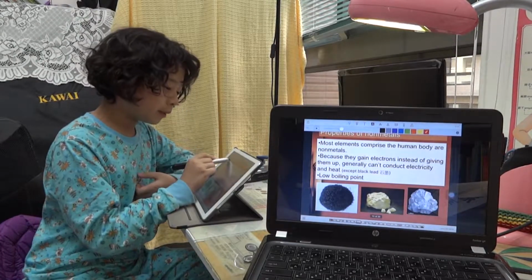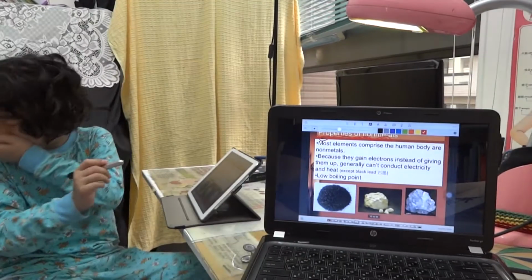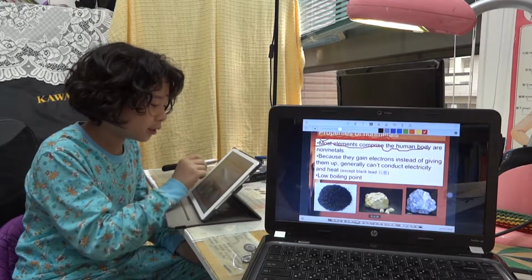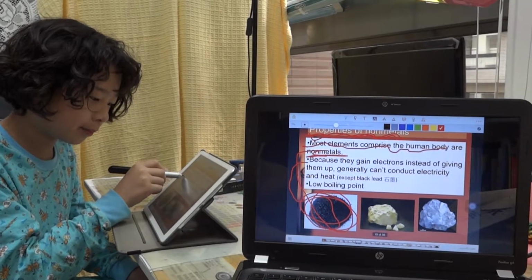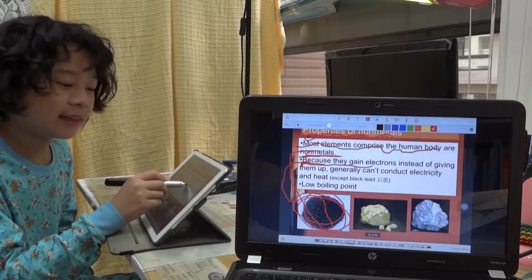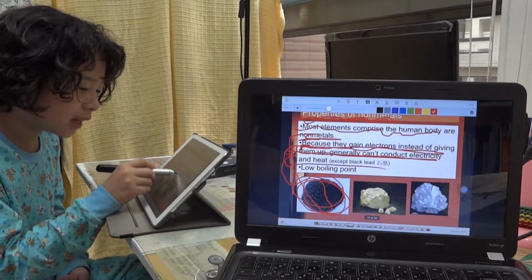Okay, properties of nonmetals. Most elements comprised in the human body are nonmetals. For example, you can see the carbon. Most people are made of carbon, except for robots. Because they gain electrons instead of giving, they cannot conduct electricity, except for black lead.